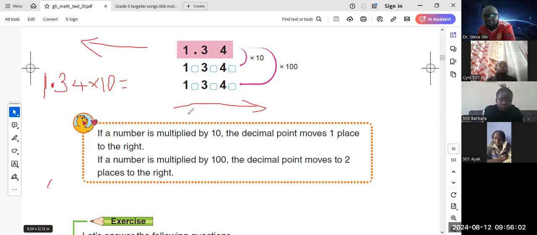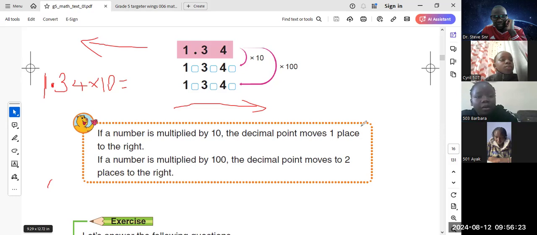Cyril, what will be 1.34 times 10? Cyril? Okay, Barbara, try. 13. Not 13, come up again. It is 1.34 times 10. What do you get?